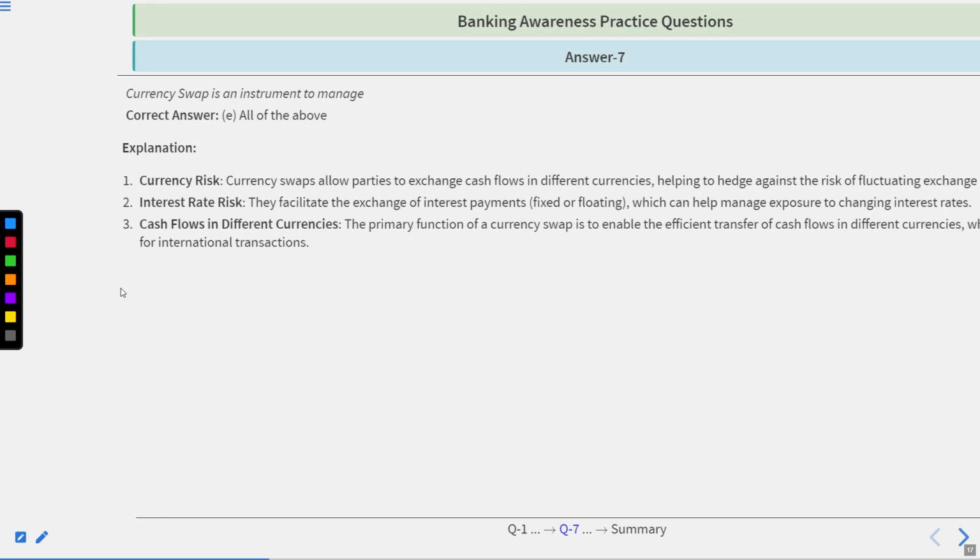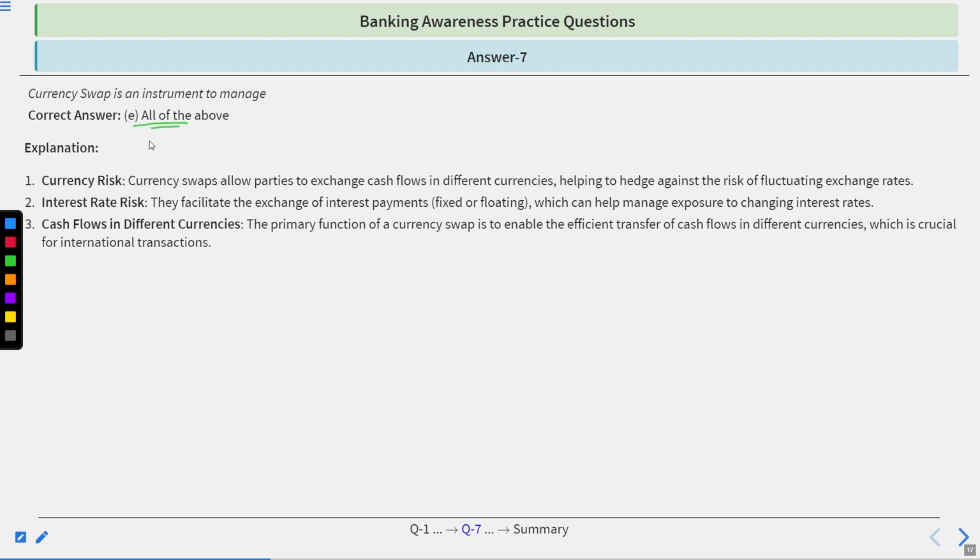Okay, the time's up. Correct answer is all of the above. Go by the explanation. Currency risk. Currency swaps allow parties to exchange cash flows in different currencies, helping to hedge against the risk of fluctuating exchange rates. Interest rate risk.